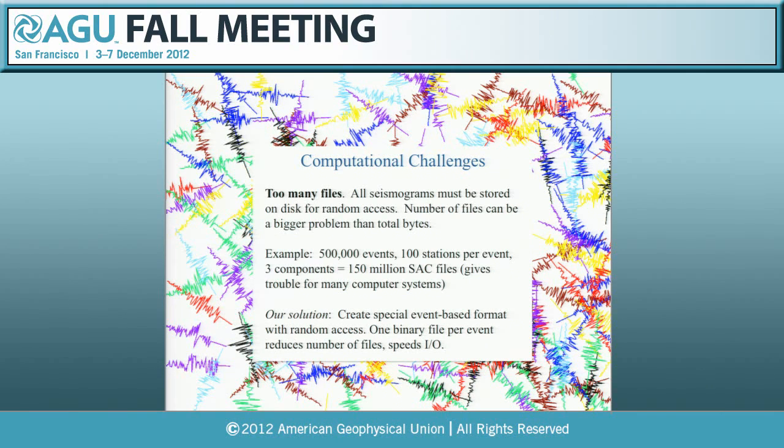So the approach that we use is actually to create our own format for this problem where we have one file per event that has all the seismograms for that event, and that will, when you do the cross correlation, then speed it up because you don't need to be opening and closing as many files as when you have one file per seismogram.